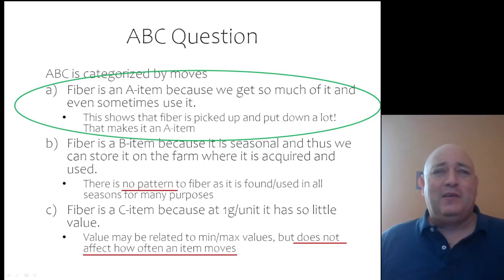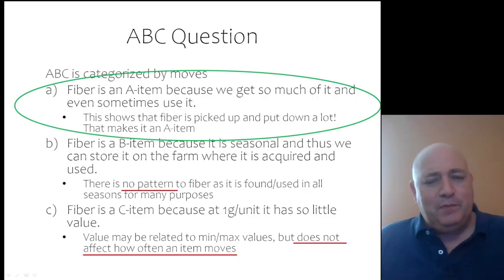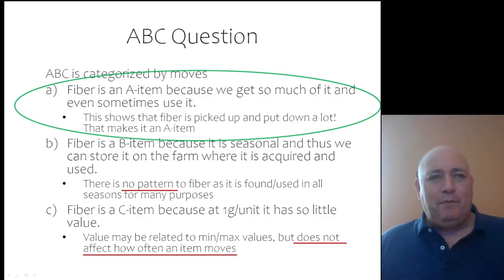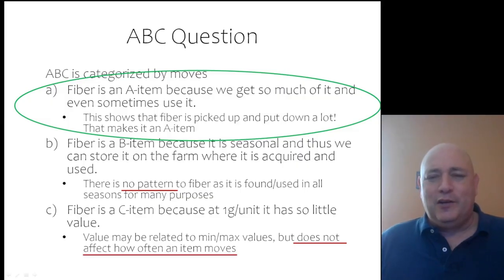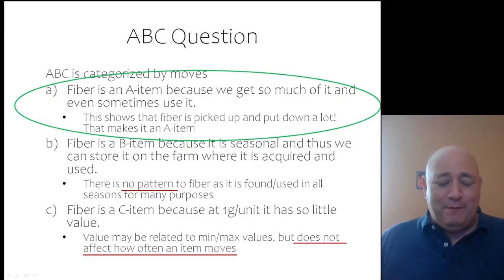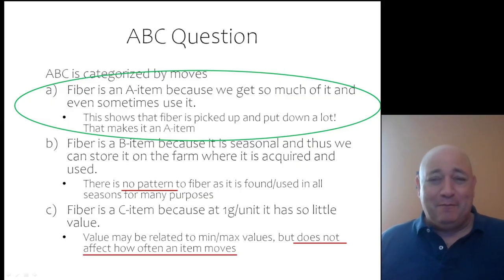The item is a C item because it's so cheap. Cheap does not have anything to do with it. If you pick it up, just because it's cheap doesn't mean you don't have to do anything with it. So you could argue that, well, we're just going to pick it up and put it in the garbage anyway. Oddly enough, garbage tends to be a B item because it tends to follow a pattern.